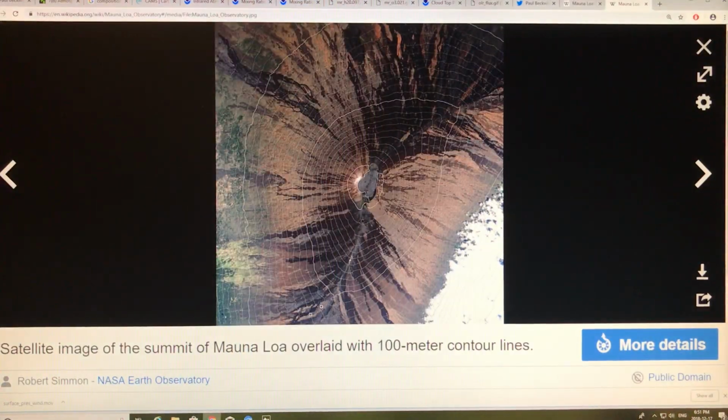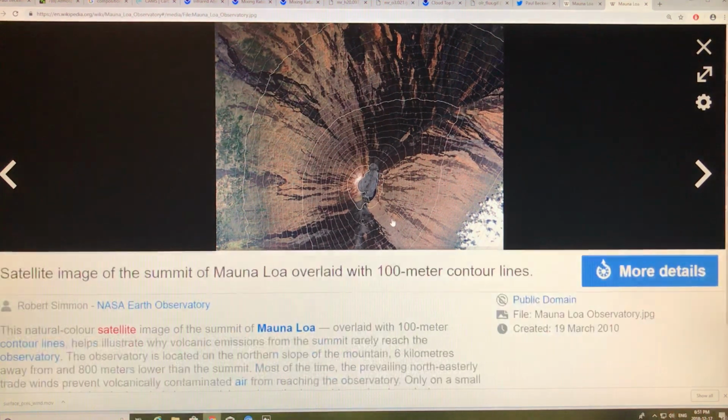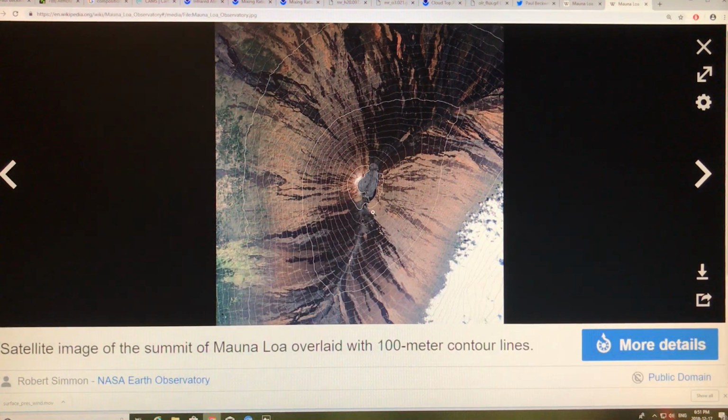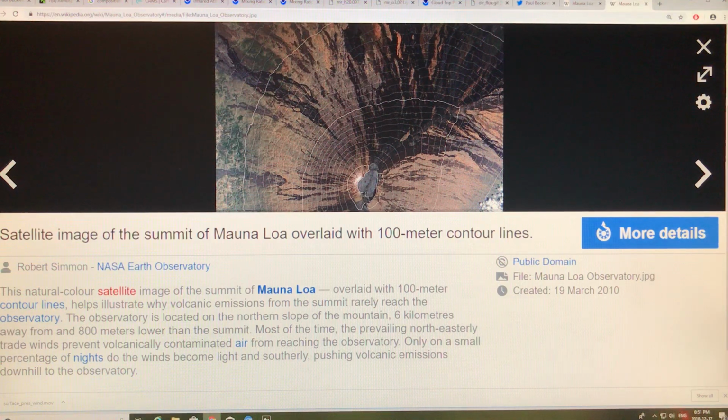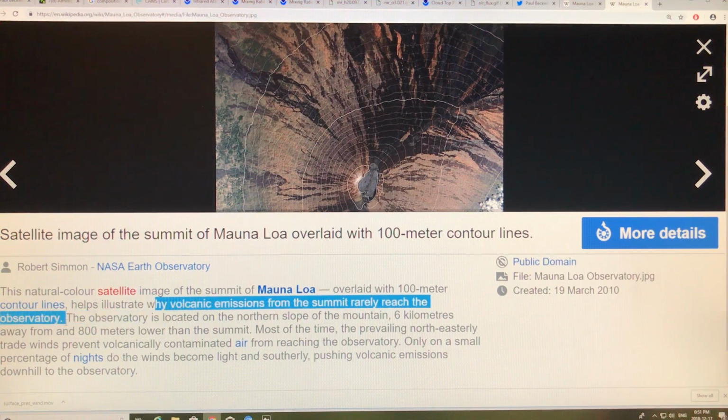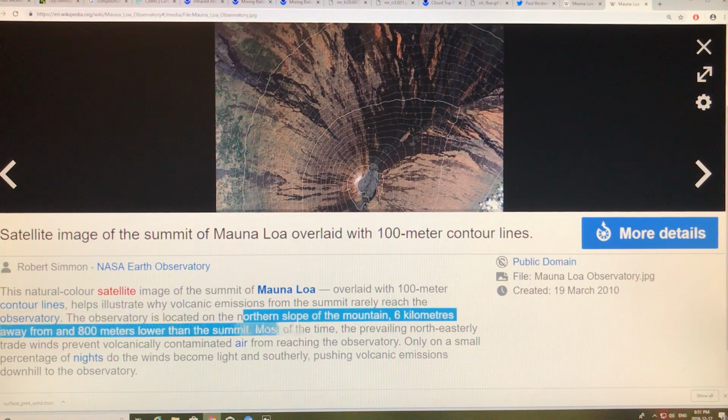Here is the configuration of the Mauna Loa Observatory. This is the summit, and these are 100 meter contour lines. Why do volcanic emissions from the summit rarely reach the observatory? Because the observatory is on the northern slope of the mountain, 6 kilometers away from and 800 meters lower than the summit. Most of the time the winds are from the northeast.